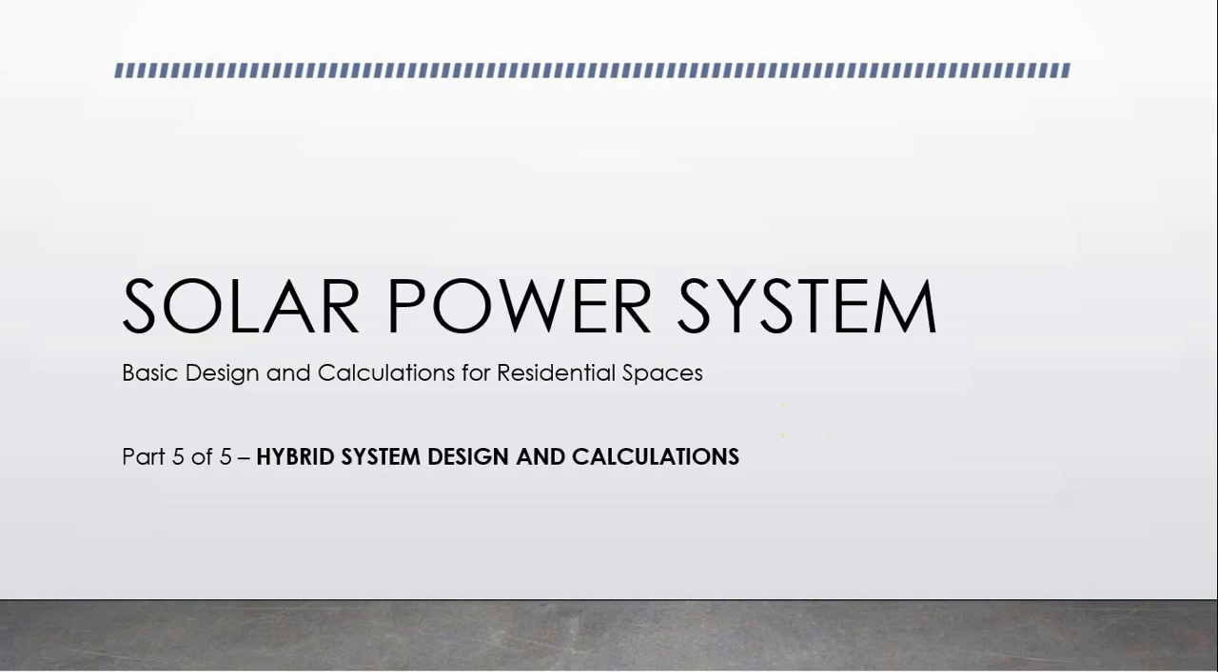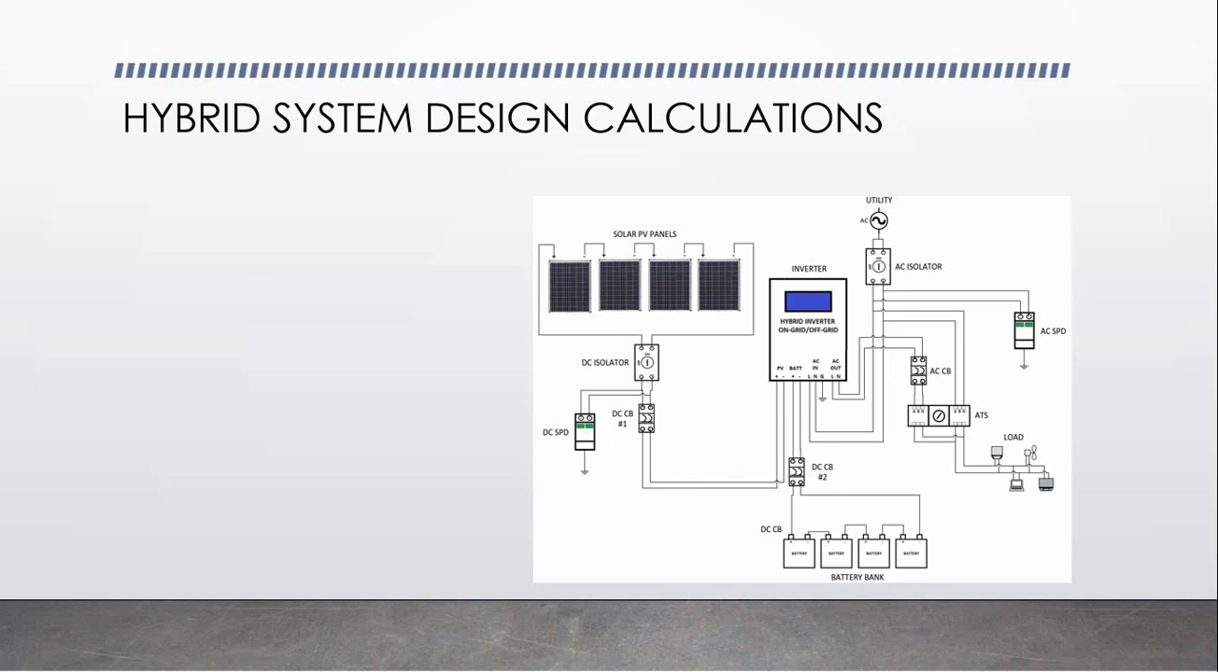Okay, so let's begin. Solar power system, basic design and calculations. Part 505, hybrid system design and calculations. The hybrid system is almost the same as the off-grid system that we have discussed in the previous lecture. The only difference is that the solar charge controller and the inverter now are combined as one equipment. This one.